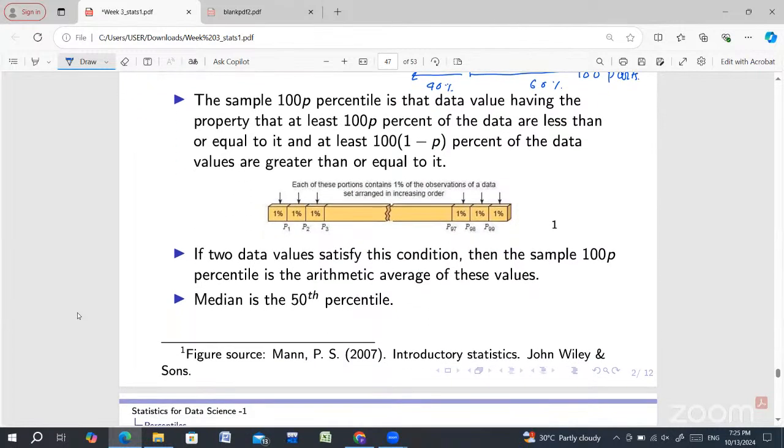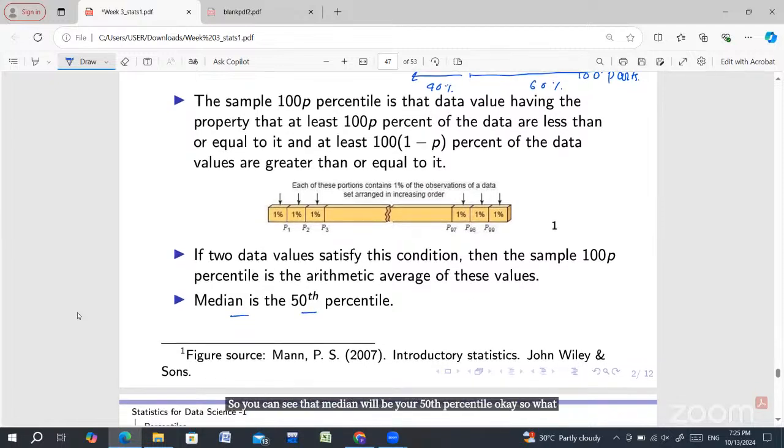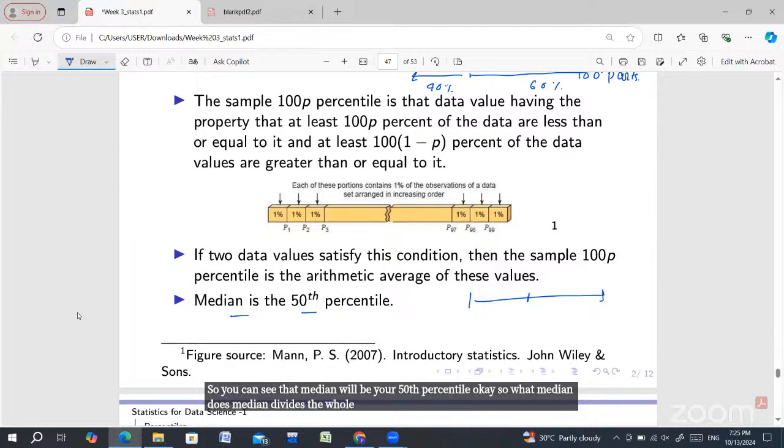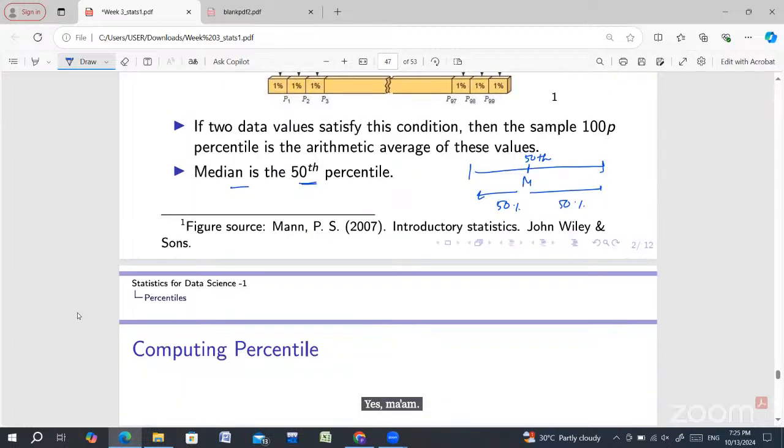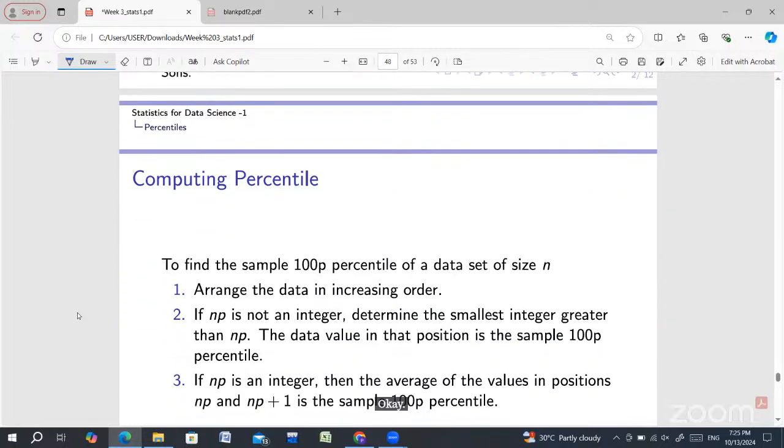You can see that the median will be your 50th percentile. What does the median do? The median divides the whole data set into two equal parts, right? Below it, 50% of the data points will be there, and above it, 50% of the data points will be there. So we can say that it will be your 50th percentile, correct? Yes, ma'am.